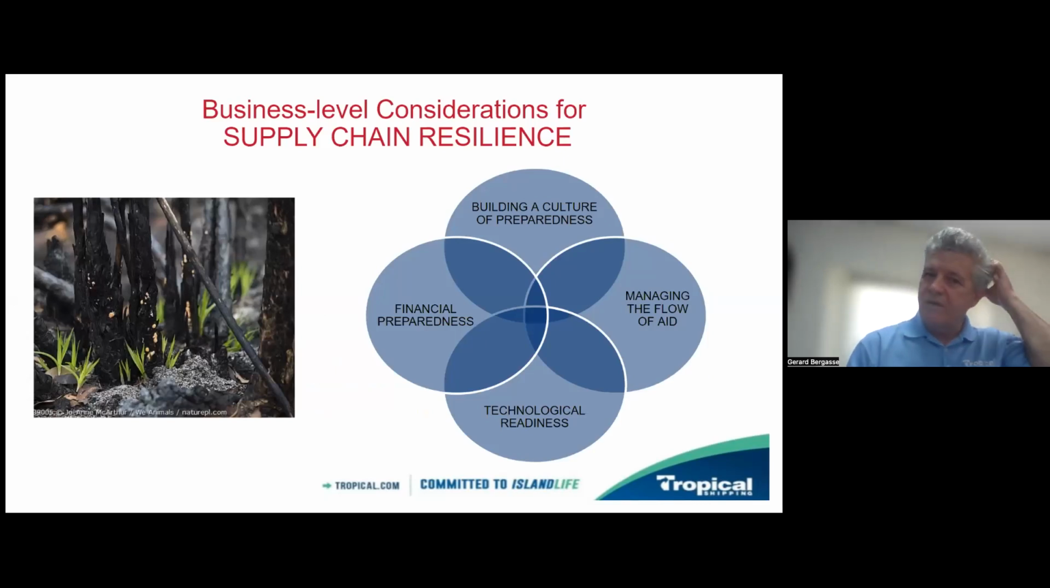At a business level, there are a few considerations that we think are important to supply chain resilience. And we look at each of these in more detail. But first, and possibly the most important, is to build a culture of preparedness.